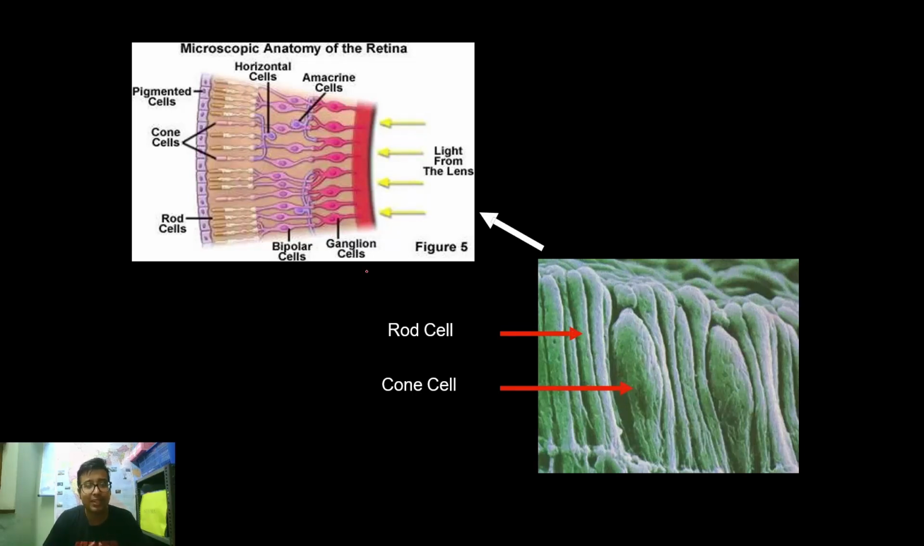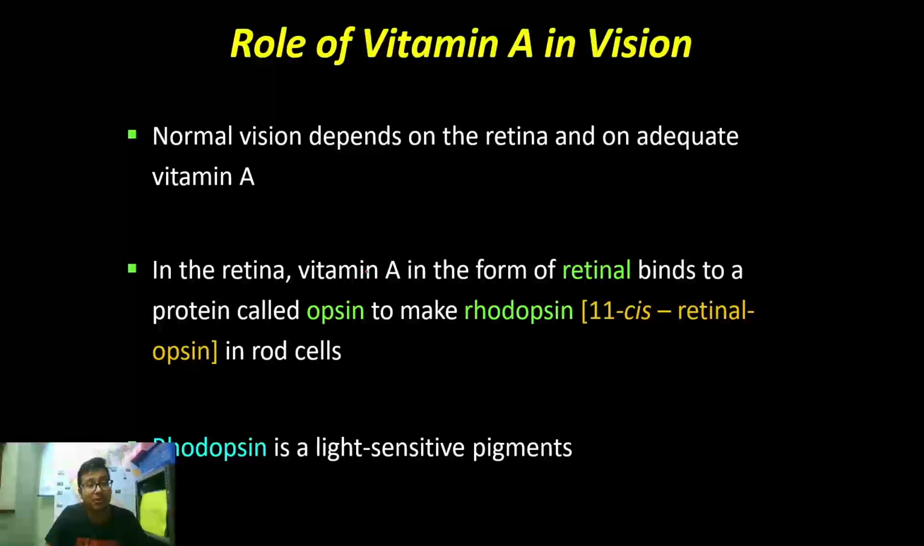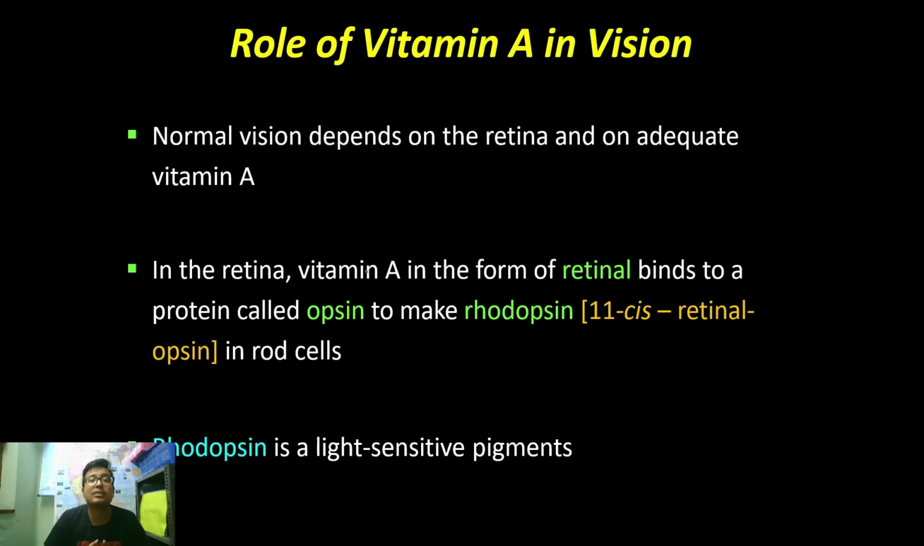Okay, forget it. For us, the important thing to know is that normal vision on the retina depends on adequate vitamin A. In the retina, vitamin A acts in the form of retinal, the aldehyde. As I told you, retinal binds to a protein, opsin, to make rhodopsin. More specifically, it is 11 cis retinal. 11 cis retinal binds to the opsin to make rhodopsin. It is now light sensitive, so this form is ready to receive light. Light can trigger this form. So rhodopsin is actually light sensitive.